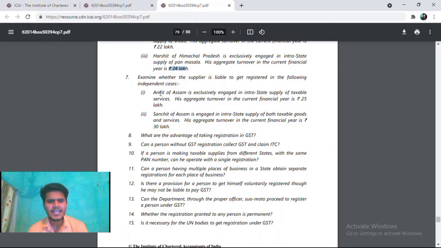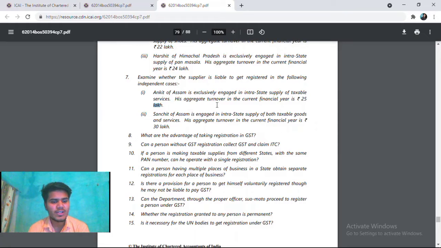Okay. Next question. Examine whether the supplier is liable to get registered in the following independent cases. Ankit of Assam is exclusively engaged in inter-state supply of taxable services. His aggregate turnover in the current financial year is 25 lakh rupees. So it is exclusive supply of taxable services. So here he is not providing goods, because the exemption of 40 lakh rupees is applicable only if we are making exclusive supply of goods, not services. Okay. So here he provides services, then 20 lakh rupees is applicable.